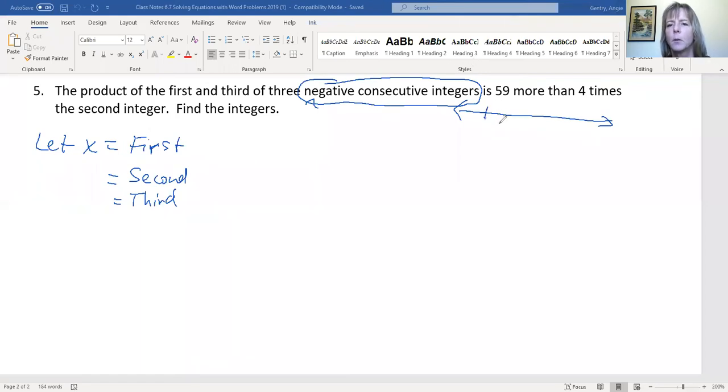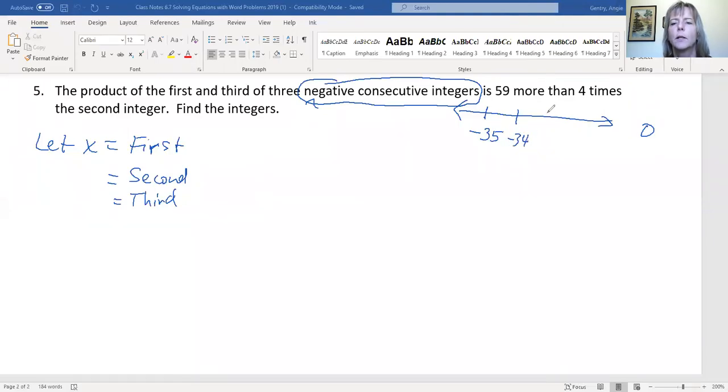Give me a negative number on the number line far away from 0. So how about a negative 35? I'm just making that up. And then what would be the next one? They're negative consecutive integers. So 0 is over here somewhere. So then the next one would be a negative 34.